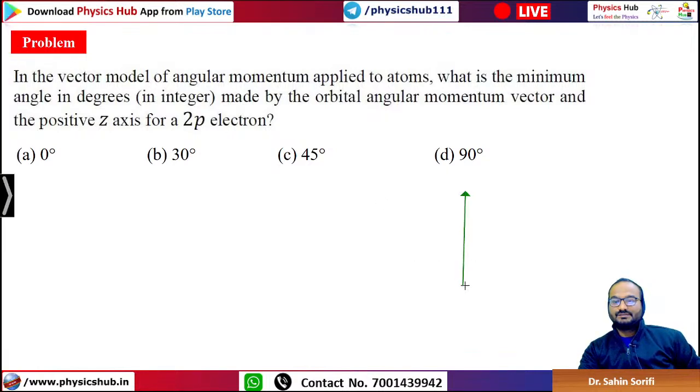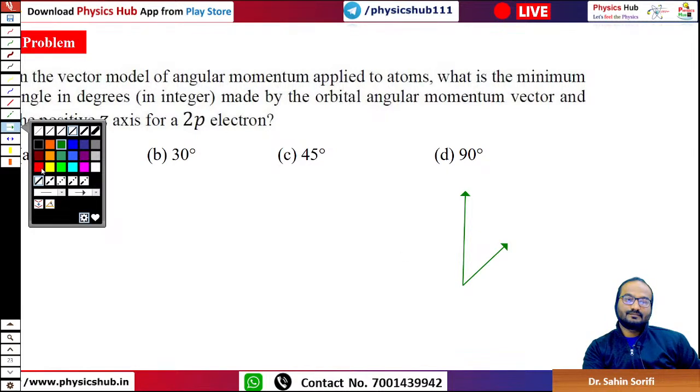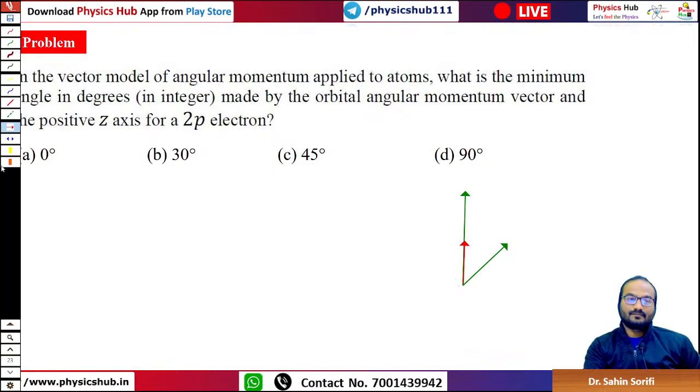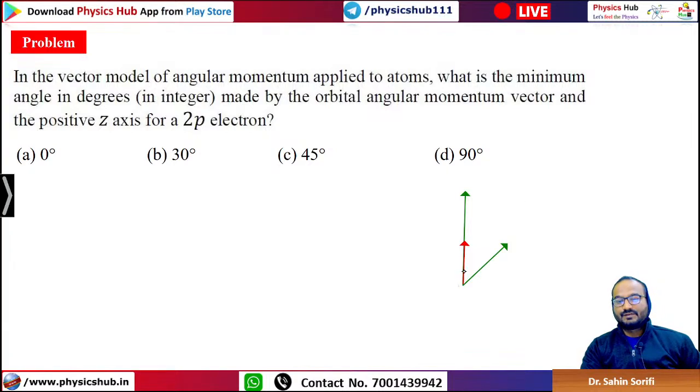This is z direction, this is L, this is Lz, this is theta. So you have to calculate the minimum value of theta. L can orient in different theta directions. So what is the minimum value of theta for a 2p electron?